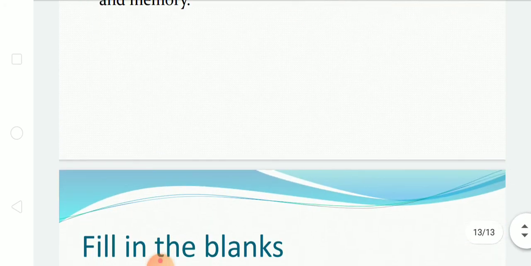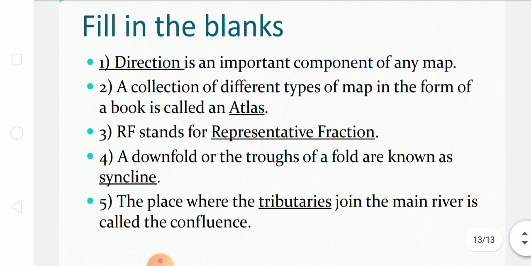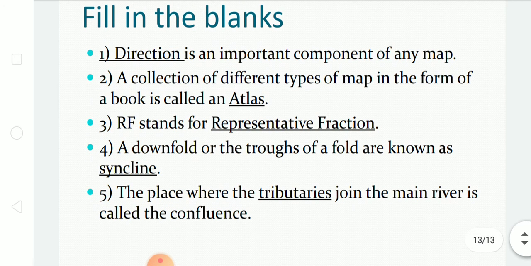Now the next one is fill in the blanks. In your textbook, fill-up questions are given, and let's discuss the answers of those questions. First question: dash is an important component of any map. Direction is an important component of every map. Distance also you can write, and direction also you can write. The second one: a collection of different types of maps in the form of a book is called an atlas.